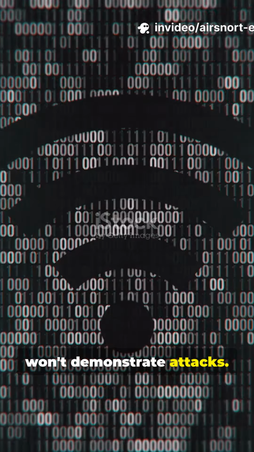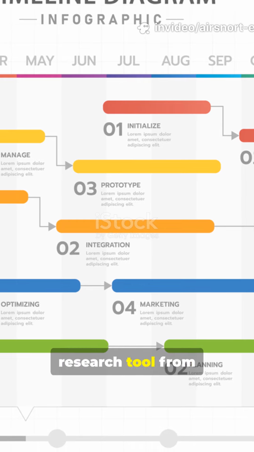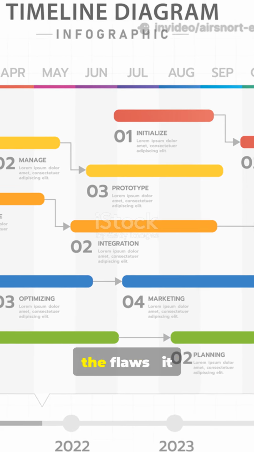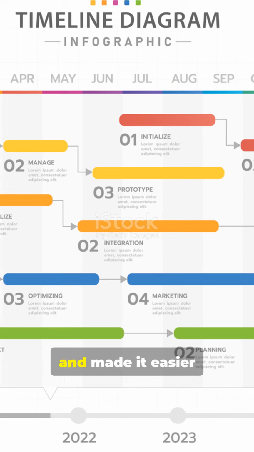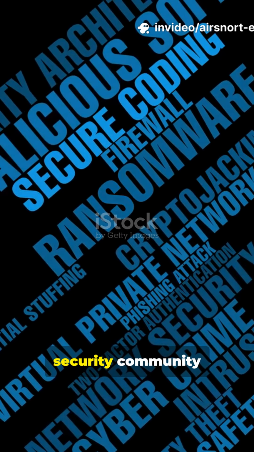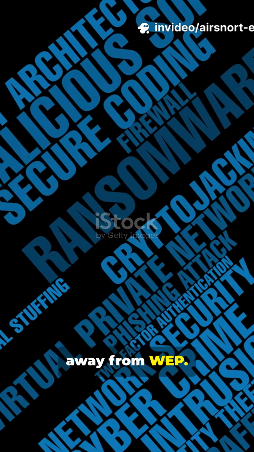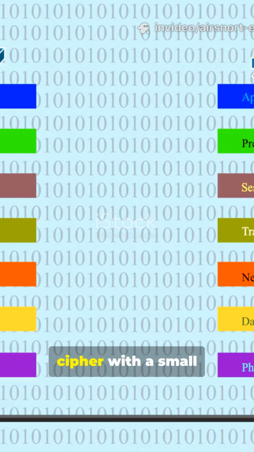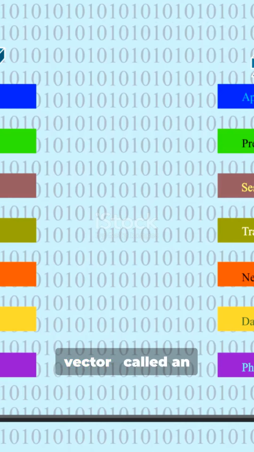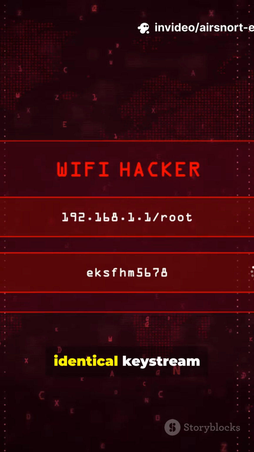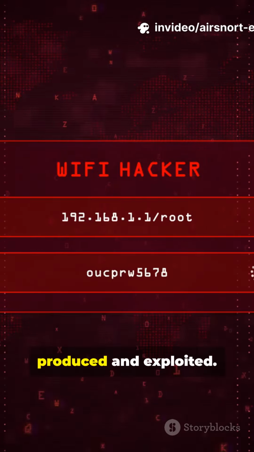We won't demonstrate attacks. AirSnort was a research tool from the early 2000s used to analyze weaknesses in WEP. It didn't invent the flaws, it automated analysis and made it easier to understand how the protocol failed at scale. That prompted the security community and vendors to move away from WEP. At a high level, WEP used the RC4 stream cipher with a small initialization vector, called an IV, combined with a secret key. Because IV sizes were small and sometimes reused, identical key stream segments could be produced and exploited.